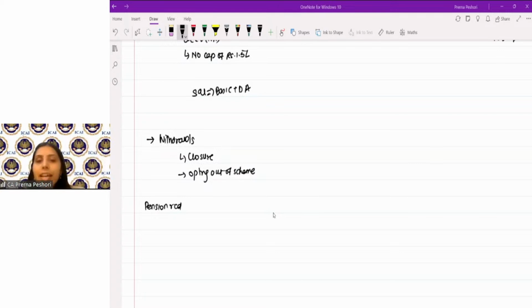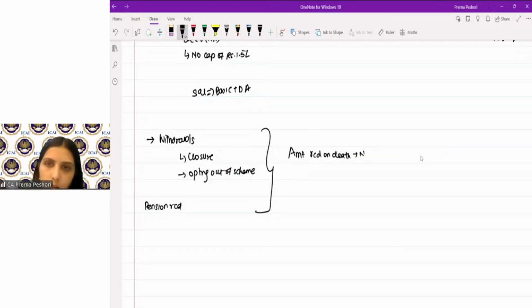However, on death, if the amounts are received, in all these three cases, pension received on death or the withdrawals on death are not taxable.